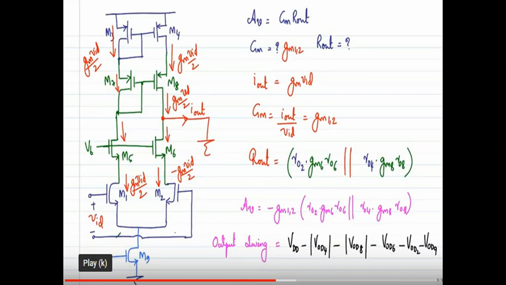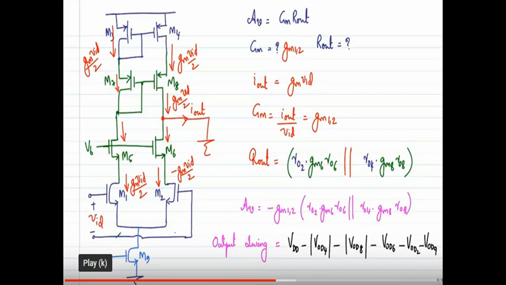VID by 2. So the current flowing through M1, we can write it as GM into VID by 2, because the VID is the differential input. Half of VID is applied to the gate of transistor M1 and the other half is applied to the gate of the transistor M2. M1 is plus VID by 2, M2 is minus VID by 2. So the current flowing through the transistor M1 is GM VID by 2.